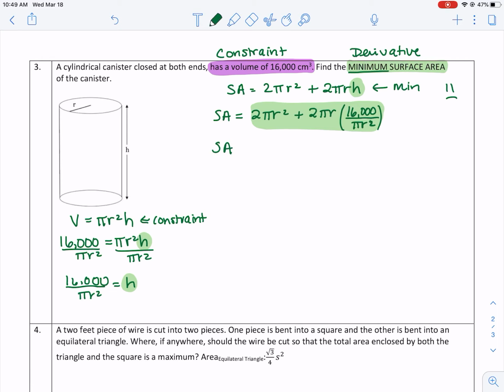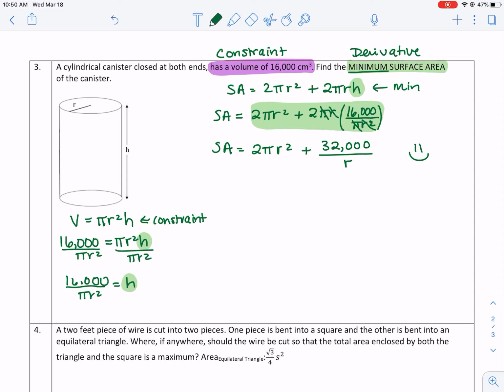So the surface area is equal to 2 pi r squared plus, let's clean this up. Note that the pi's are going to cancel and 2 times 16,000 is going to be 32,000. And also note that your r and your r squared will cancel and you'll be left with an extra r. Now I'm no longer upset. I'm rather happy because this is all in terms of one variable.